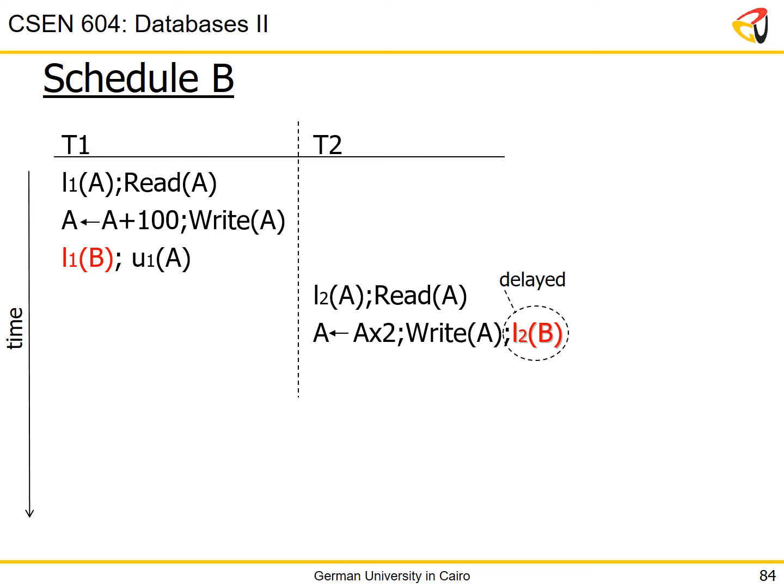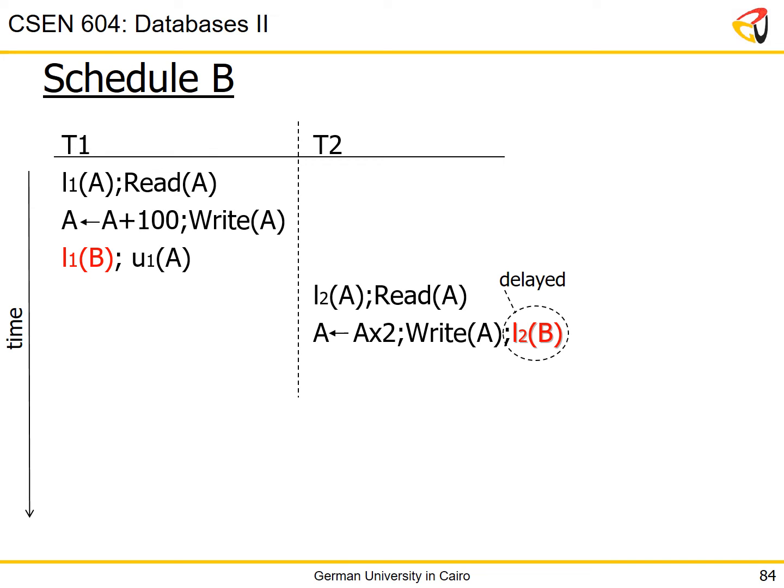Now, let's try to trace this. So let's say that we have the following. T1 starts running first by the operating system. So the thread runs. I request a lock for A, which is L1A. It will get it. It will read A. It will add 100 to it. It will write A back. And then we'll request a lock on B. Since no one else got the lock on B, we're still running T1. We didn't run T2 at all. It will get the lock on B. And then we will unlock A.